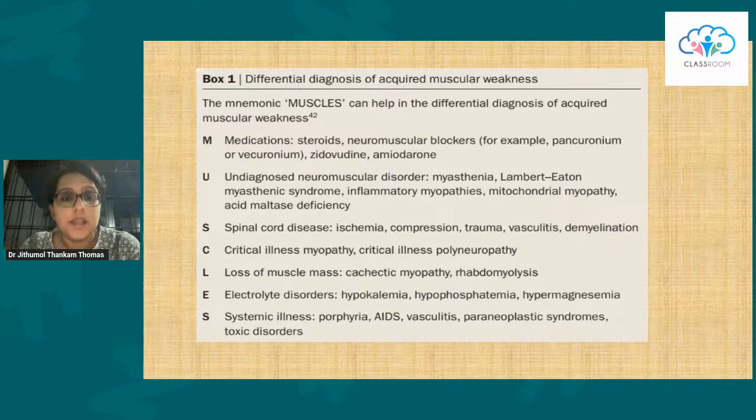Then any spinal cord disease, ischemia, compression, vasculitis, demyelination, rule all that out. Then of course C comes critical illness myopathy, neuropathy. Then L being loss of muscle mass, like the cachectic myopathy or rhabdomyolysis. There was extensive trauma and muscle breakdown because of that. E, electrolyte disturbances must also be ruled out: hypokalemia, hyperphosphatemia, hypermagnesemia. And then finally S for other systemic illnesses like porphyria, AIDS, vasculitis, paraneoplastic syndromes.